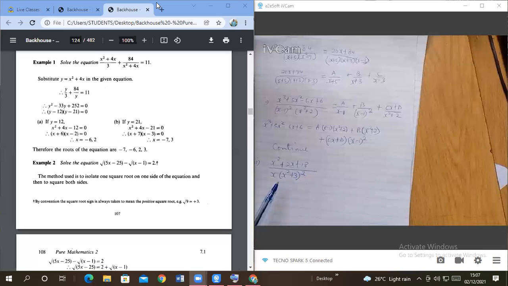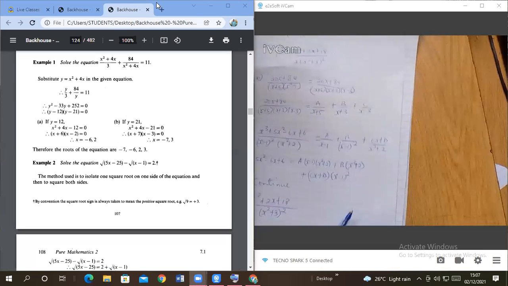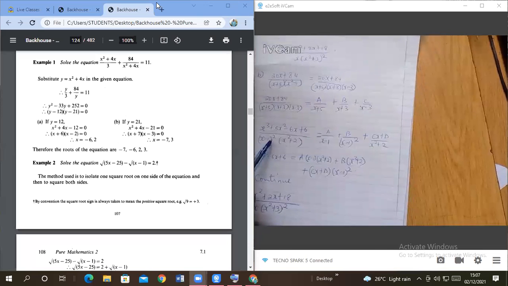Can you say repeated quadratic? Repeated quadratic. Very good. Then what about this one? The x minus 1 squared, we said is called what? Repeated linear. Very good. So you should know the difference between repeated quadratics and repeated linear. And the technique is the same.